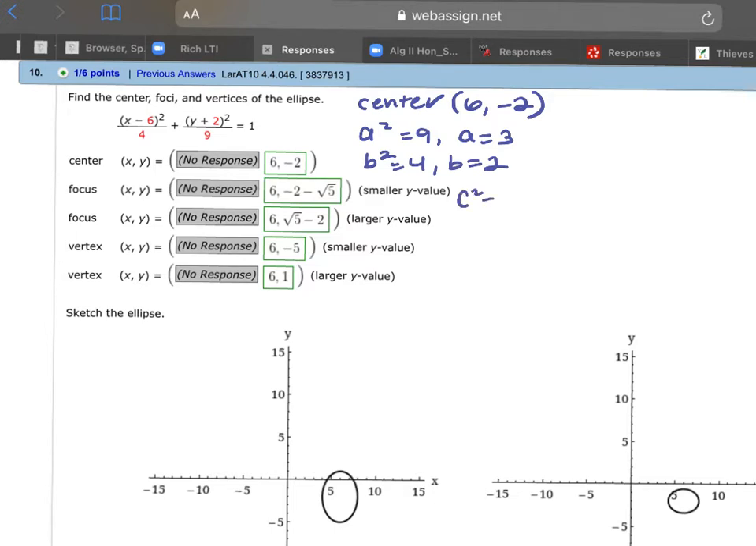And c squared still equals a squared minus b squared. So c squared equals 9 minus 4, and c squared equals 5, and c equals the square root of 5. So those three things are the same. Is that a squared minus b squared? No, it's just minus. A squared minus b squared.